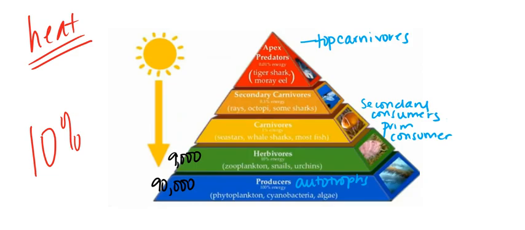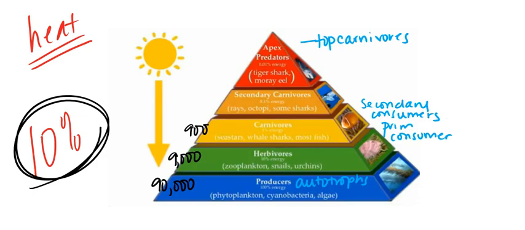Next, when you go from the primary consumer to the secondary consumer, only 10% will be passed on. In this case, only 900 kilocalories of energy. As you move up the energy pyramid, the energy gets less and less, because remember we talked about how 10% is passed on and the rest is lost as heat. So, from the carnivores to the secondary carnivores, only 90 kilocalories of energy are passed on. Then when you go from the secondary carnivores to the top carnivores, you're left with 9 kilocalories of energy.